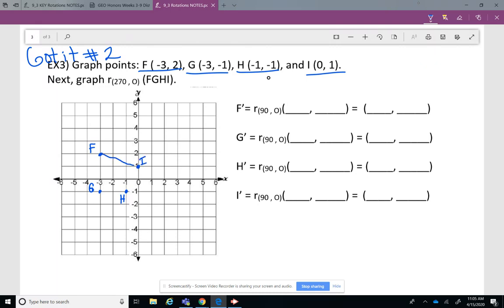All right, connect those dots. Kind of squiggly. Yours probably look great. And we don't have to say whether that's a trapezoid or a square, or rectangle, or quadrilateral. We just say this is FGHI because we're not really sure what it is. All right, next, after we graph those points, we're going to graph the rotation 270 degrees about the origin FGHI.